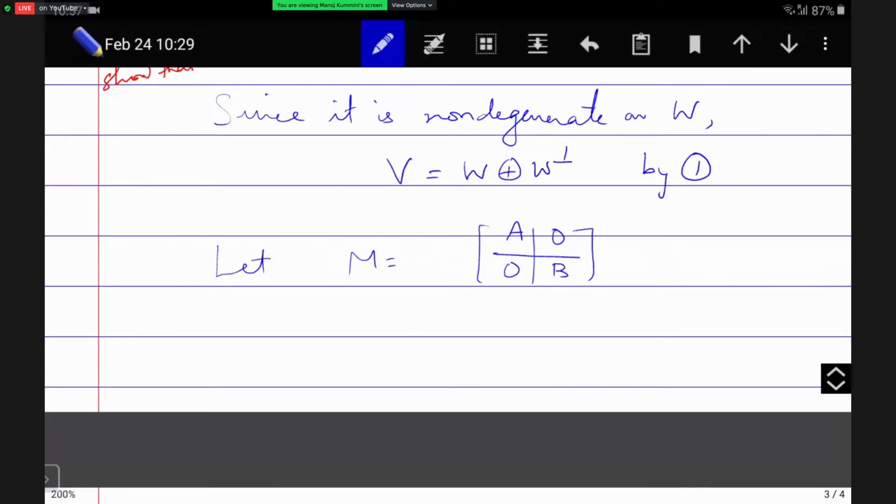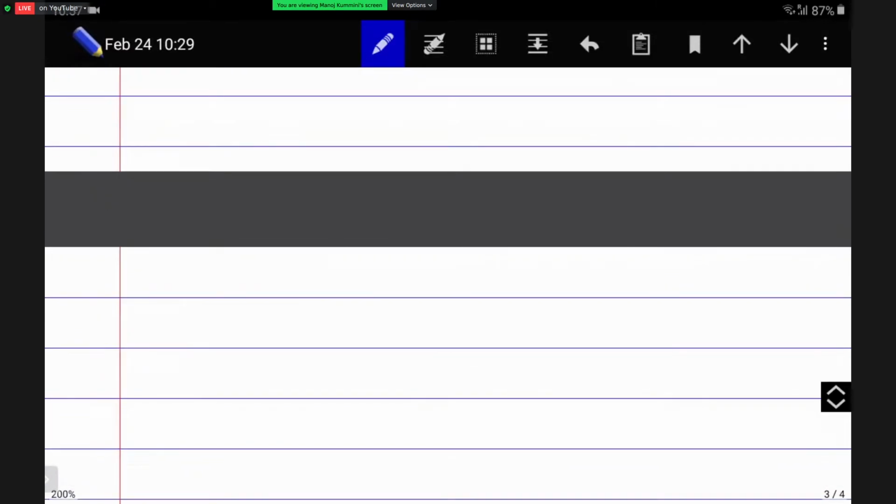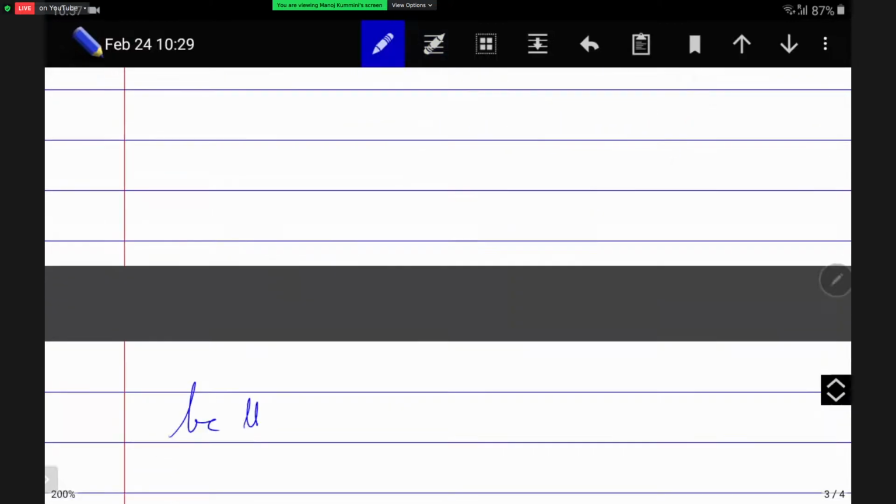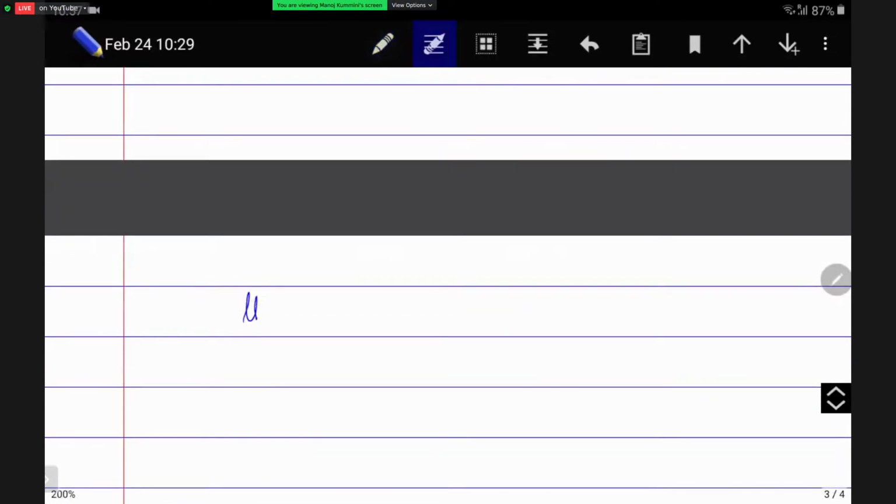Yeah. So let M be this matrix. You can't write a matrix without choosing a basis. So let W1 through Wk be a basis of W.